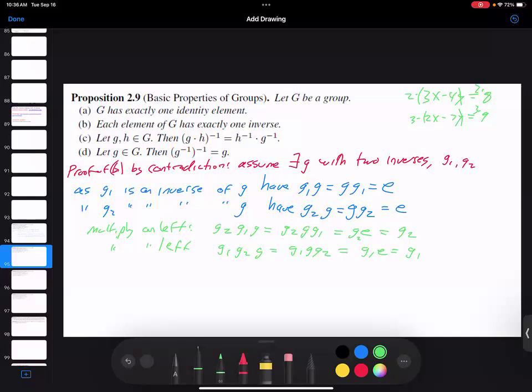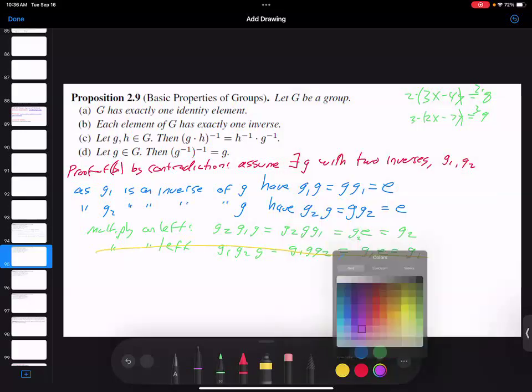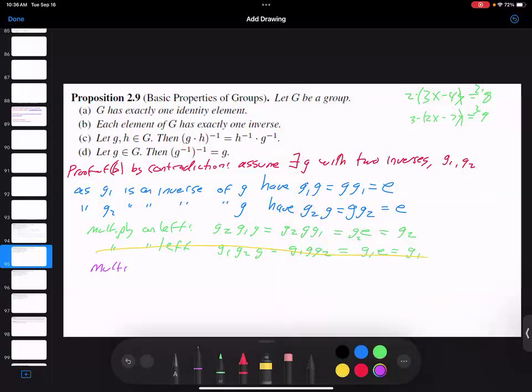We have to think. All right. We spend a lot of time, like 10 seconds, doing this multiplication. We'd be ashamed to throw all that work away, right? So let's just get rid of multiplying the second one on the left. What should we try now? Multiply it on the right. Let's see if that works. So multiply on the right. And now we will get G2 G G1 equals G G2 G1 equals E G1 equals G1.